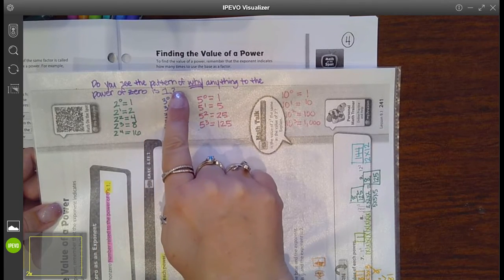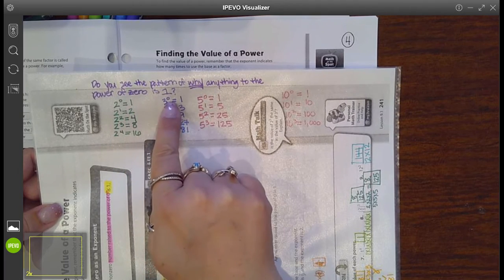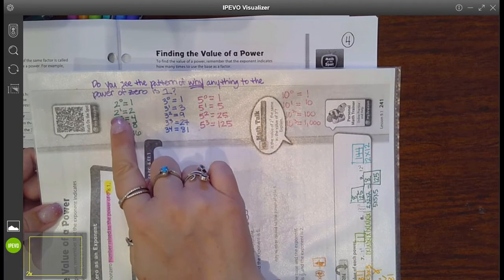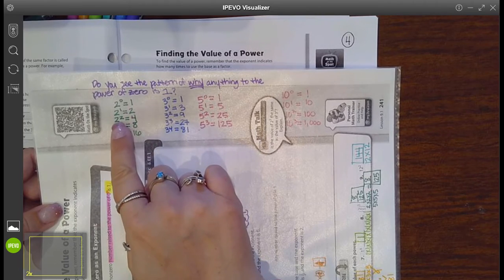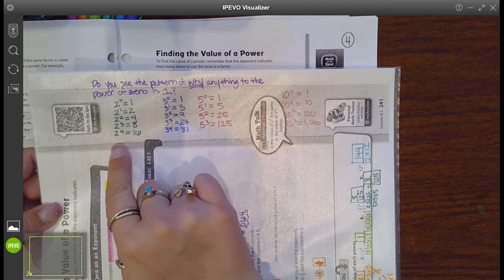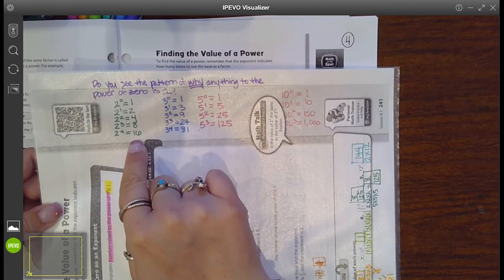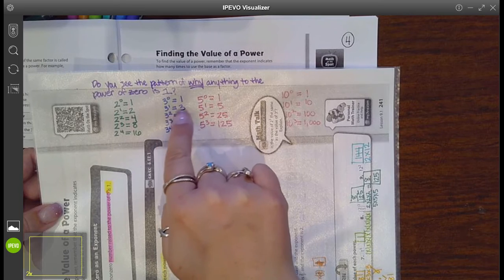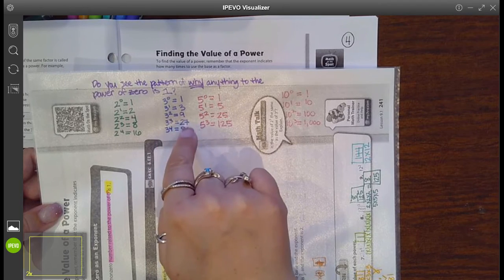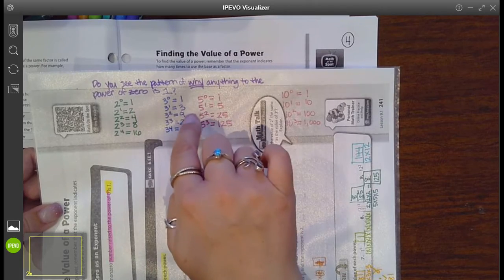Do you see the pattern of why anything to the power of 0 is 1? Okay, so you know 2 to the 1 is 2. 2 squared, that's 2 times 2 is 4. 2 times 2 is 4 times another 2 is 8. 2 times 2 is 4, 4 times 2 is 8, 8 times 2 is 16. Okay, 3 to the first power is 3. 3 times 3 is 9. And then you know that you're just multiplying by it each time you go this way, right?